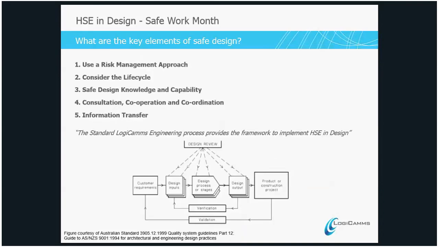Okay, so what does that mean from a safety and design perspective, or HSE and design? Basically, for us to comply, when we do designs and we do installation and construction work, there are 5 elements that if we follow, we pretty well cover our requirements under legislation. So one of those is to use a risk management approach. That's basically using a risk-based approach where you're identifying hazards and then working through the mitigation requirements for those hazards.